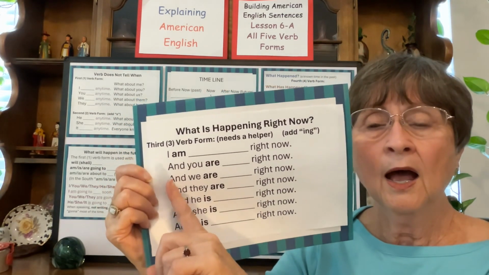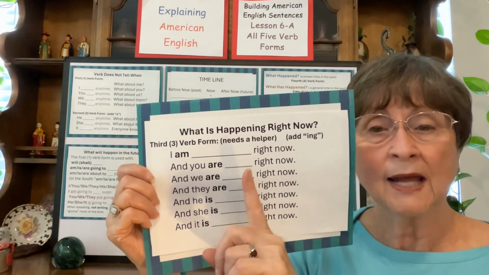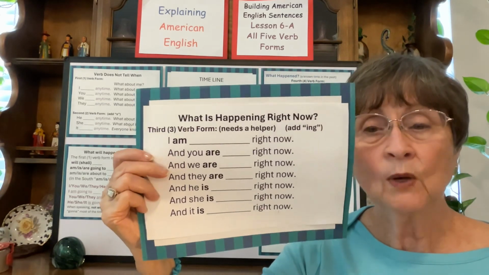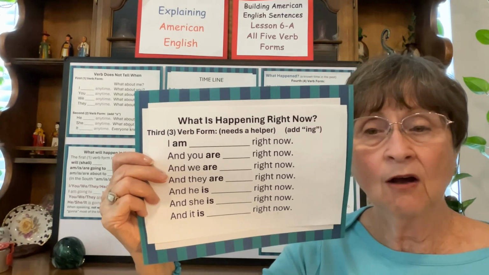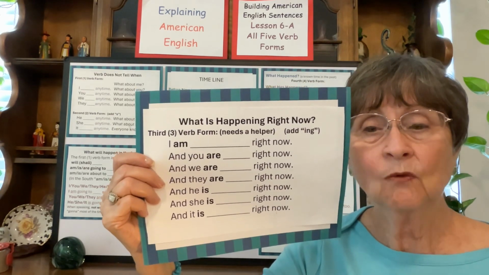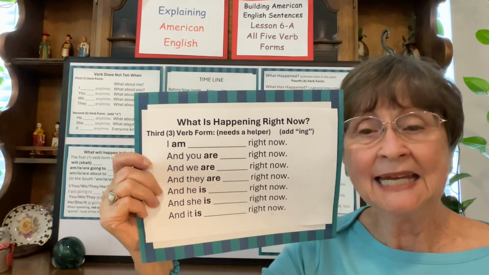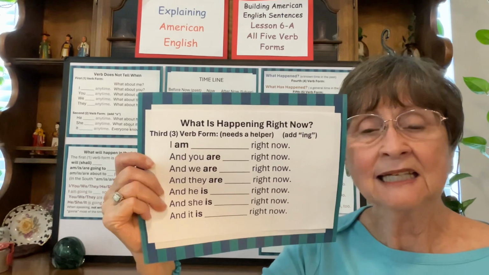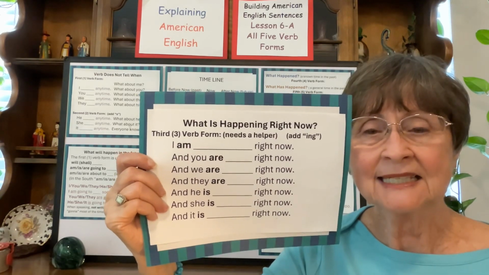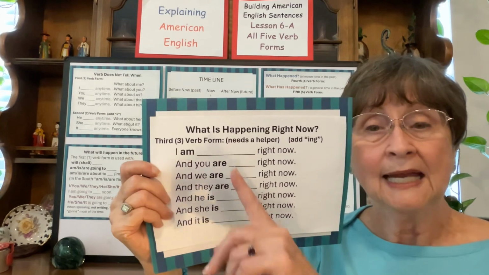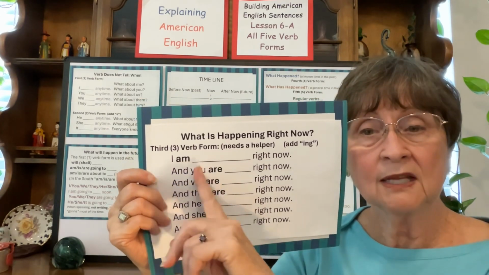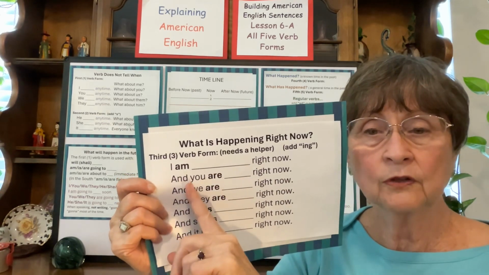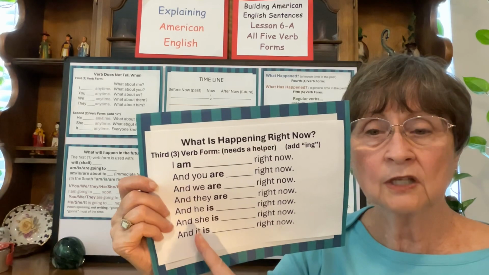So I am eating right now, and you are eating right now, and we are eating right now, and they are eating right now, and he is eating right now, and she is eating right now, and it is eating right now. Eating didn't change. The only thing that changed, it had to have a helper. Am for I, are for you, we, they, is for he, she, it.